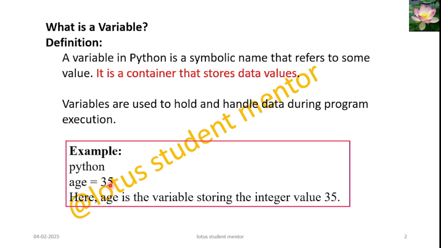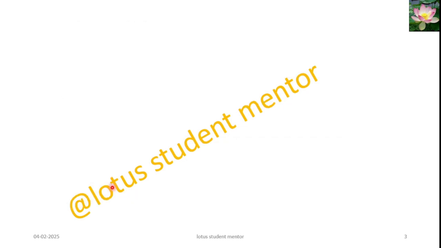Here, age equal to 35. Age is a container, that is the variable. It stores the integer value 35. So what is the variable here? Generally people consider that 35 is the variable. No, age is the variable. Age contains and stores data values. Which data value? The integer data value 35.